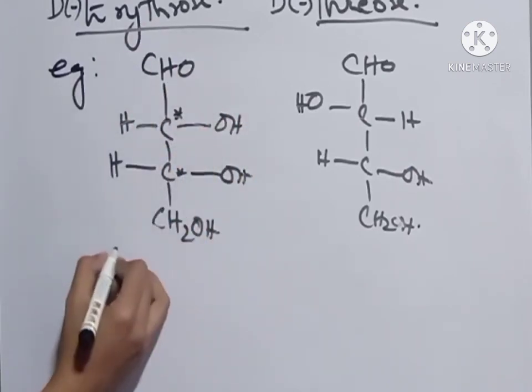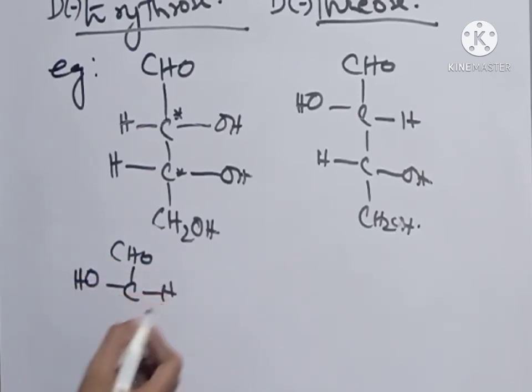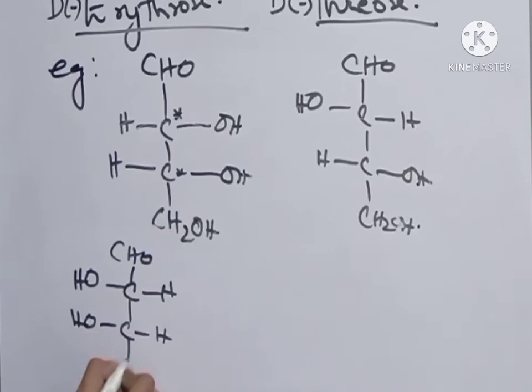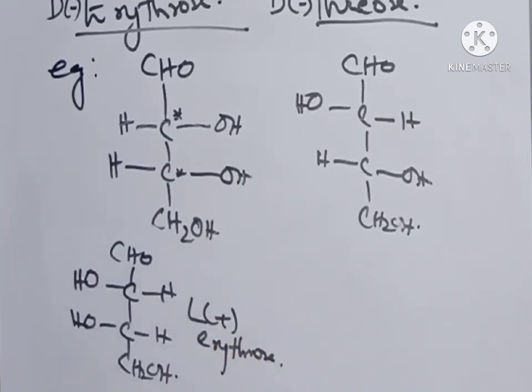that is CHO, C, OH will be on left side and the hydrogen is on right side, C, H on left side and OH is on right side, then CH2OH. So this is the L plus erythrose. So this is the mirror image. These two are the mirror images. And if you check the series, this is coming under L series. Right. So this is L erythrose and this is D erythrose.